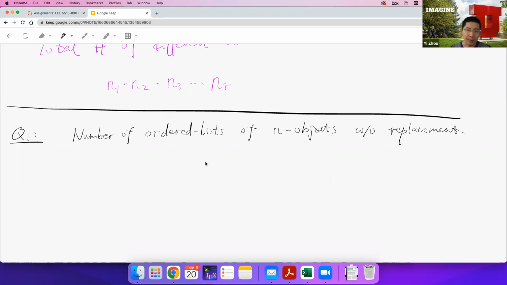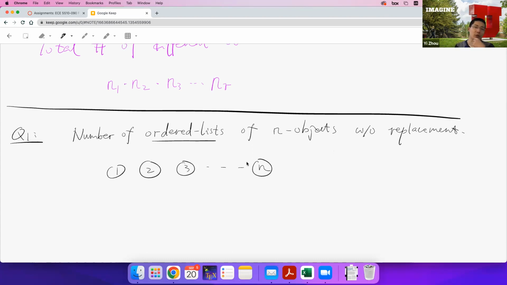So what does this mean? We have N objects. Let's denote them as N different balls. We are going to order these N different balls in an ordered list without replacement, meaning that every ball we sample, once we sample a certain ball, we will never put it back. So every ball will be used only once.